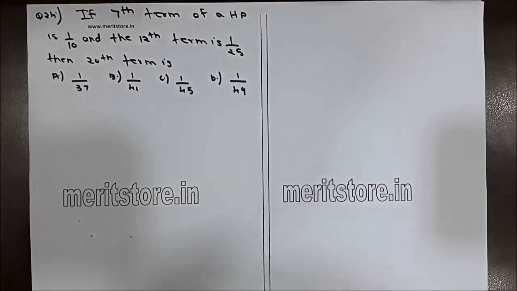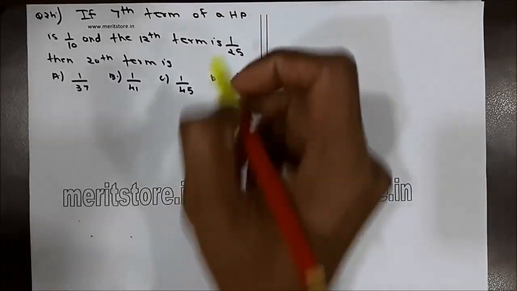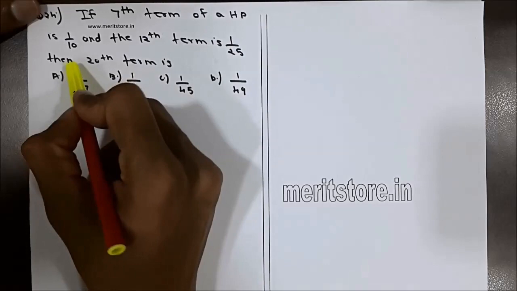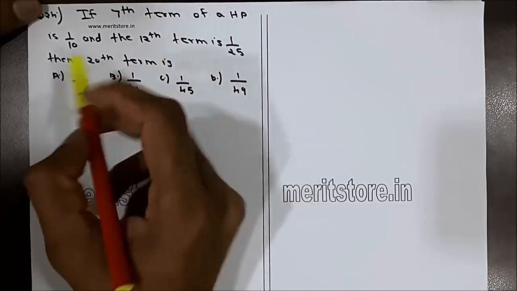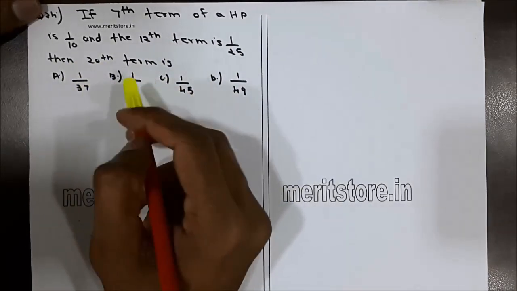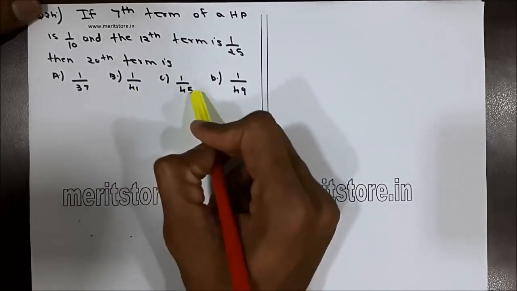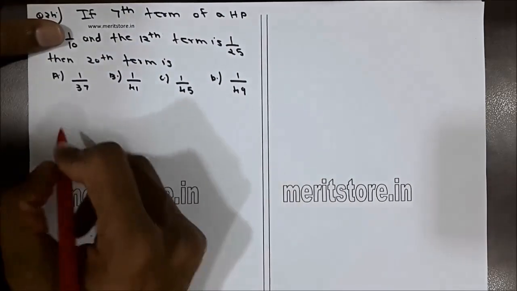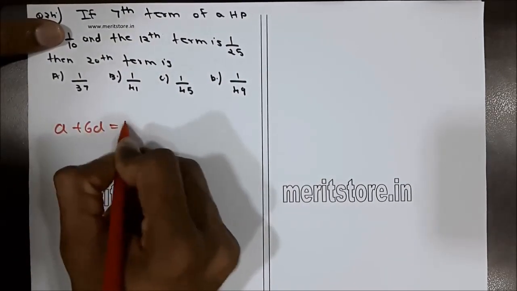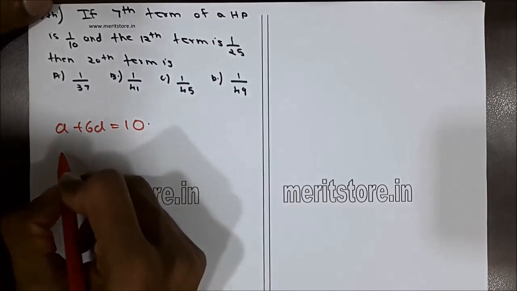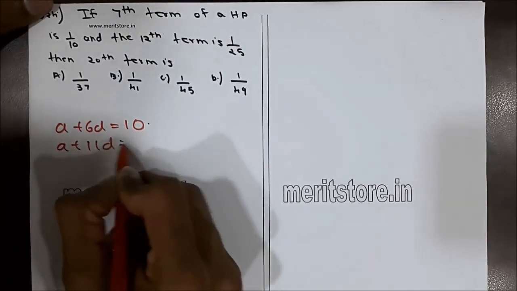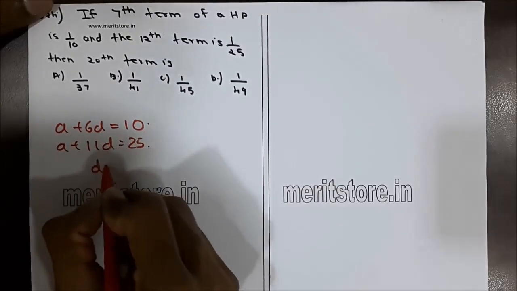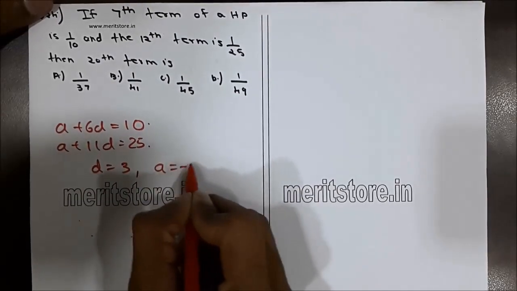Question 24. If the 7th term of a harmonic progression is 1/10 and the 12th term is 1/25, then the 28th term is, we have four options: A) 1/37, B) 1/41, C) 1/45 and D) 1/49. Considering the corresponding AP, a + 6d = 10 and a + 11d = 25. We solve this, we get d = 3 and a = -8.